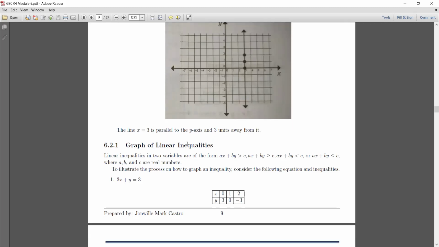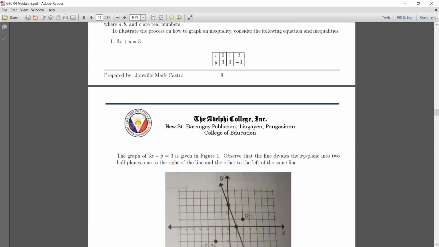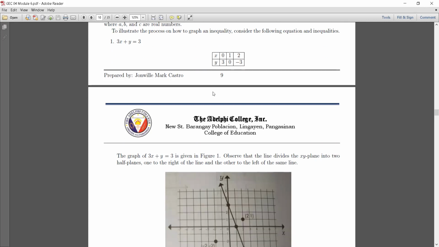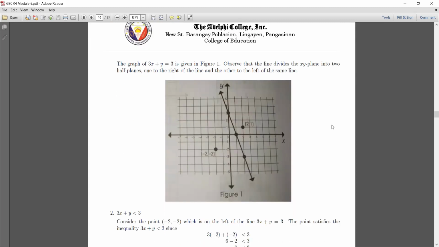So, proceed tayo sa pag-graph ng linear inequalities. So, linear inequalities naman, ito na yung mga equations natin na may greater than or less than. Okay? So, tingnan natin yung example natin. So, first, now we have 3x plus y equals 3. Okay? So, gagamit lang tayo ng table of values para makuha natin yung line natin. So, yung graph ni 3x plus y equals 3 ay ito. So, observe na yung line natin, hinahati niya yung xy plane natin into 2. So, meron doon sa left nung line, meron doon sa right side nung line.